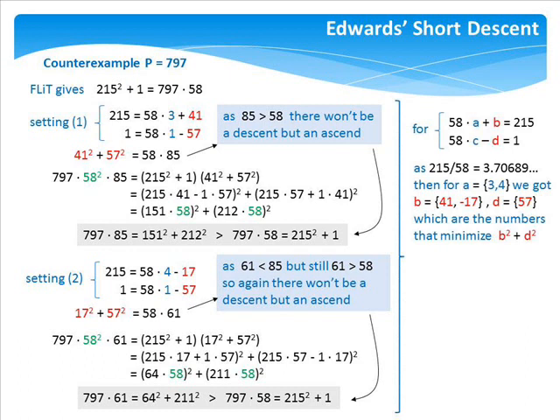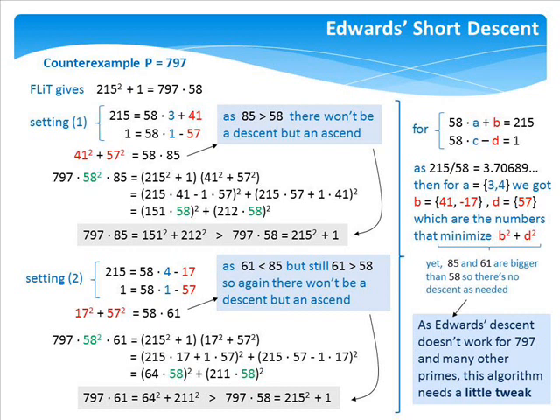Here's the crucial point. For a successful descent, minimizing the residues is essential. Turns out A has to be 3 or 4 to make that happen. But those values just give us what we already found. Bottom line, Edwards' short descent method proves inadequate when dealing with primes such as 797. To make it work, we've got to tweak the algorithm a bit.